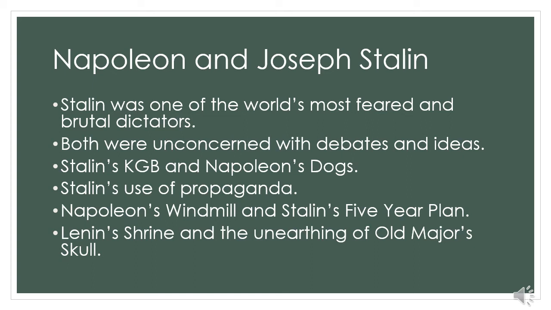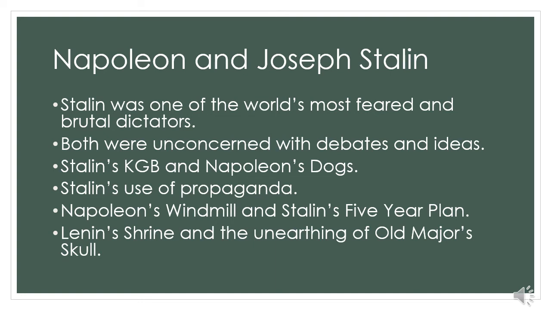Stalin's KGB, his secret police that he used to eliminate all opposition, is represented by Napoleon's dogs. Stalin used a great deal of propaganda to present himself as an idealist worker for change. Similarly, Napoleon gains control under the guise of improving the animals' lives. His plan to build the windmill reflects Stalin's 5 year plan for revitalizing the nation's industry and agriculture.